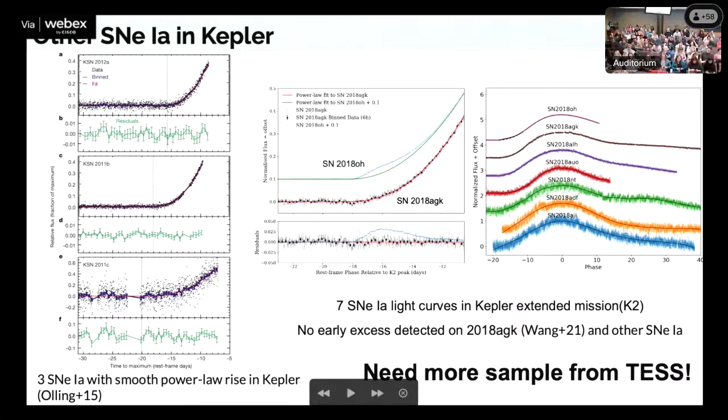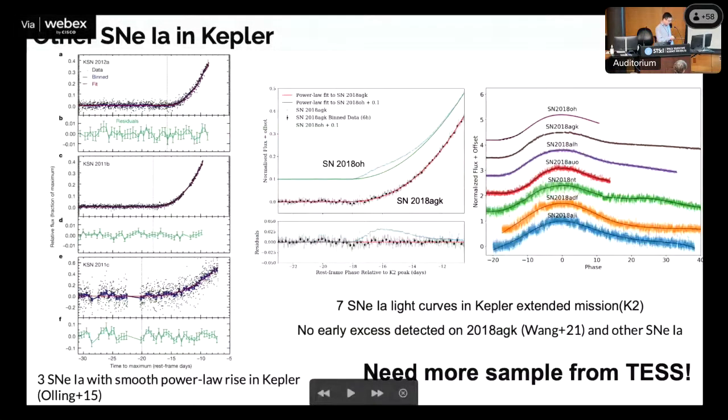In terms of other type Ia observed in the Kepler prime and extended missions, it seems that all of them match a smooth power law rise pretty well. In combination, we have around 10 type Ia in the Kepler missions. So far, only one of them shows the early excess, 18oh. So it's still a small sample to say anything decisive about the progenitors. That's why we need more samples from TESS.